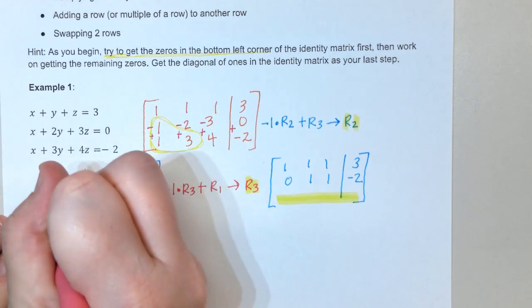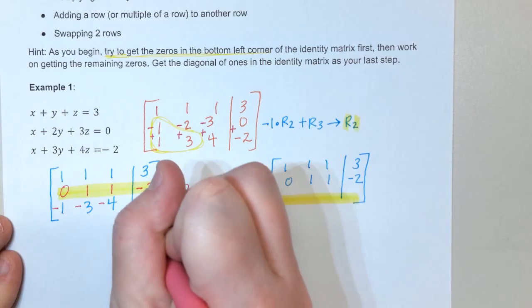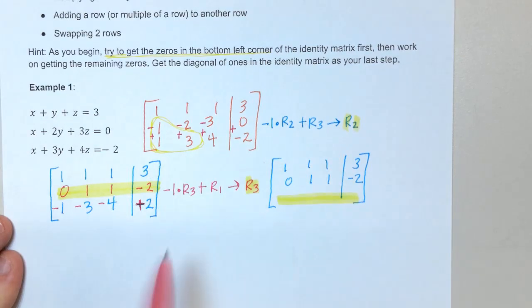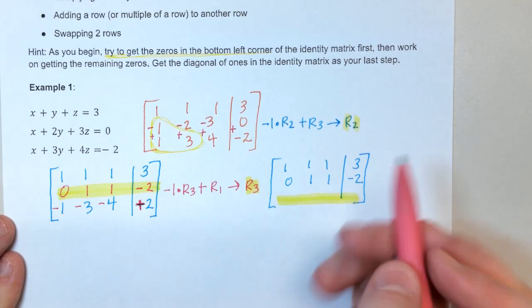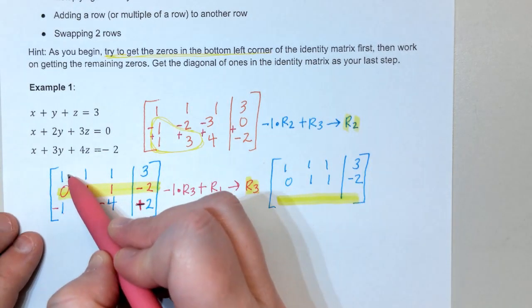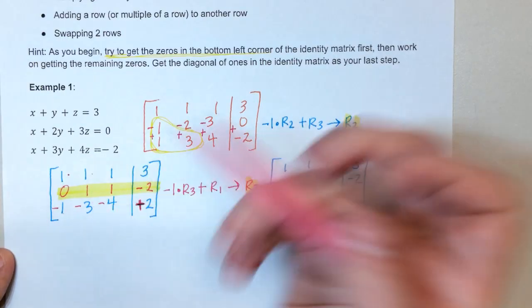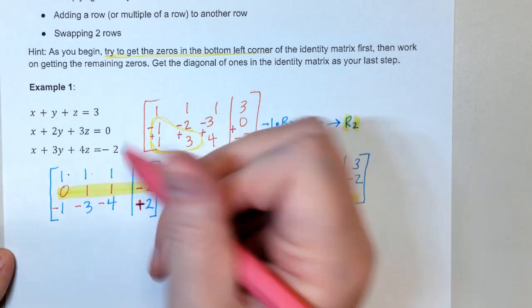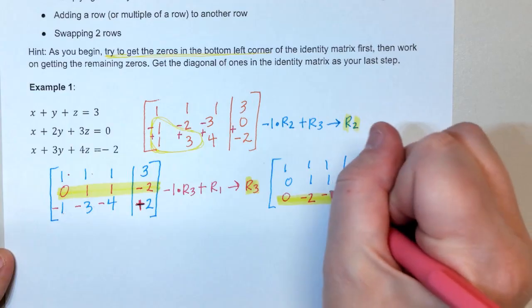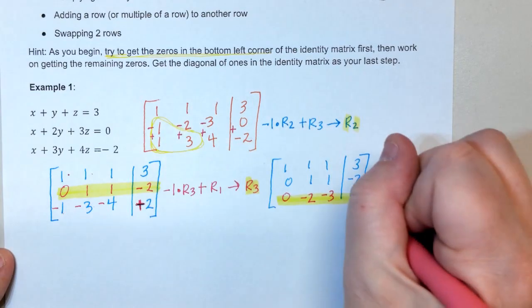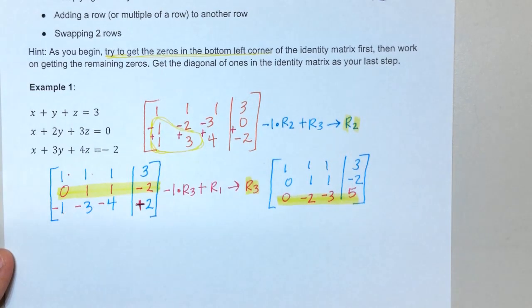So we're going to multiply this bottom row by negative, so that changes these 3 values to negative. That one becomes a positive. And then we're going to add them up here to row 1. So 1 plus negative 1 is 0. 1 plus negative 3 is negative 2. 1 plus negative 4 is negative 3. 3 plus 2 is 5.